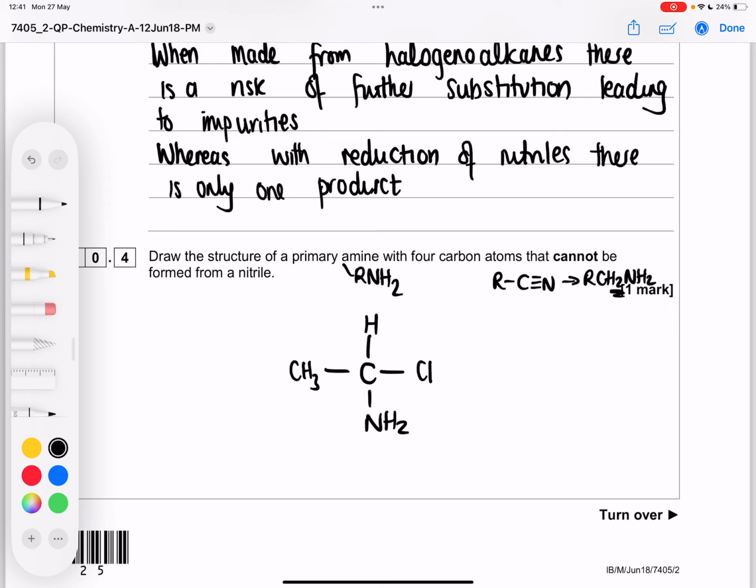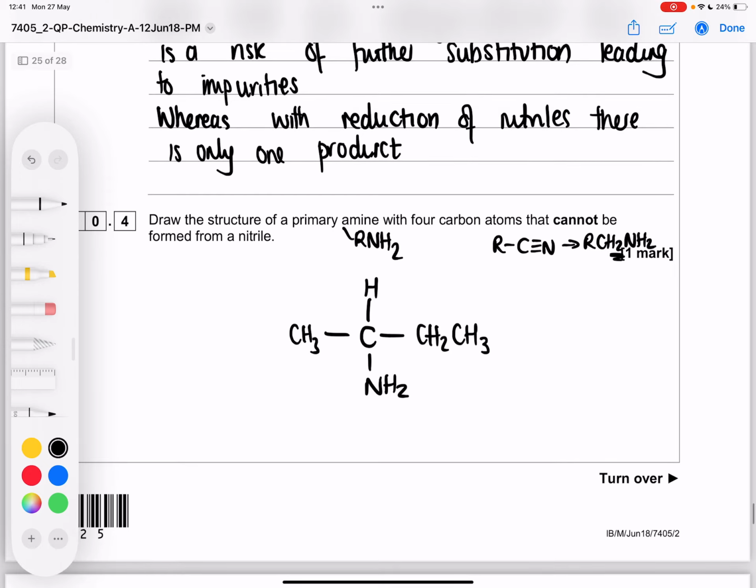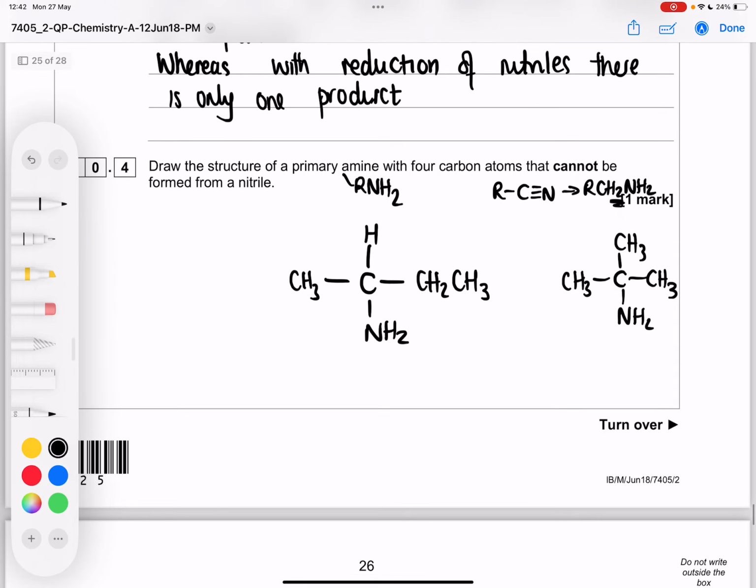So any structure where there's only 1 hydrogen or even no hydrogens would work. So for example, this would work. That's 4 carbons. Or you could have the one where you have CH3, CH3. You put the 4 carbons like this. These cannot be made from a nitrile because the C next to the N doesn't have any hydrogens on it. It doesn't have 2 hydrogens on it.